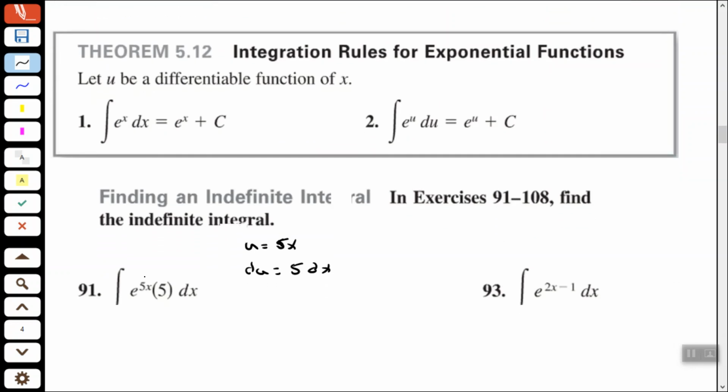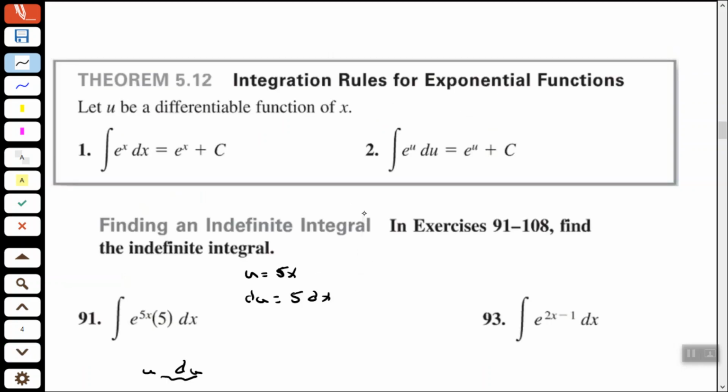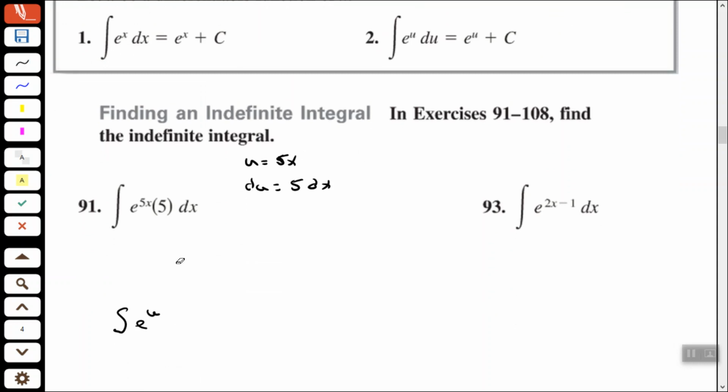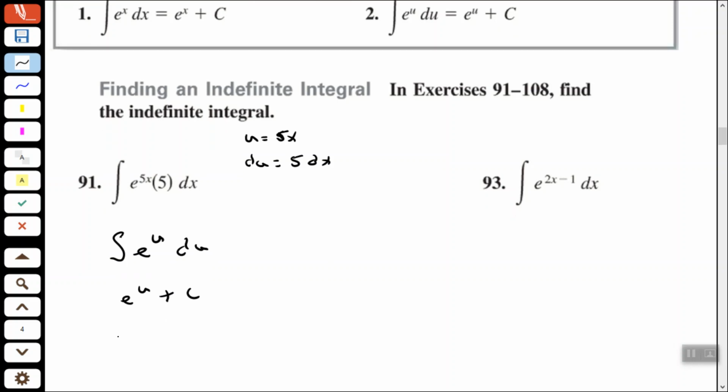You see, this is u, then this part is du. So that gives us the e to the u du. So we have the integral of e to the u. That gives us the integral of e to the u, and then 5 dx is du, which is the same thing as number 2 in our theorem here. So that integrates to e to the u plus c, and then we replace that u, of course, with 5x, write it back in terms of x, and there we go.